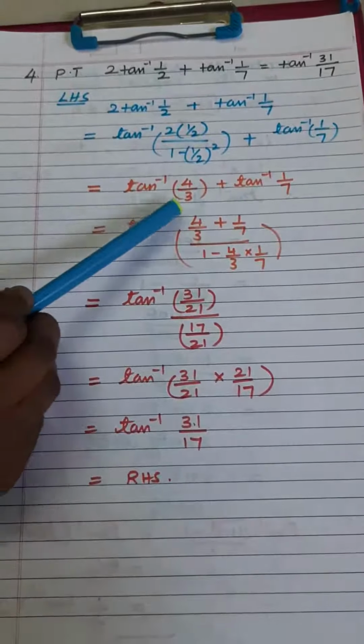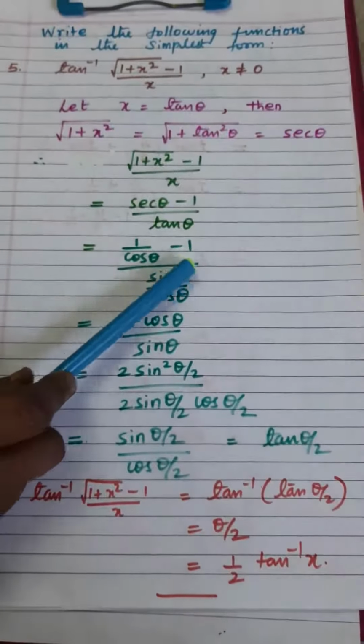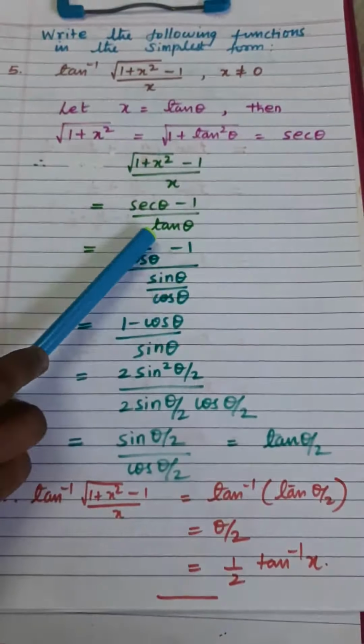Now substitute the value, secant theta minus 1, x equal to tan theta, so tan theta. Secant is nothing but 1 by cos, so 1 by cos minus 1, tan is sin by cos. Now the LCM is cos theta, so 1 minus cos theta, then cos and cos will get cancelled. So the remaining is 1 minus cos theta by sin theta.